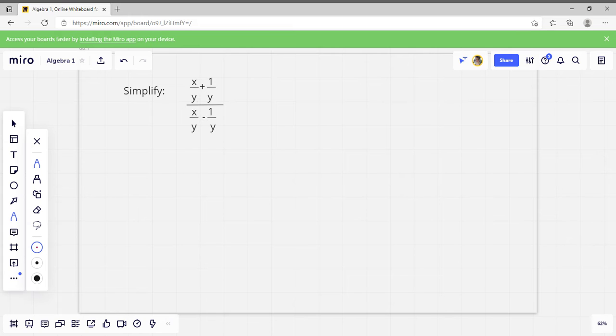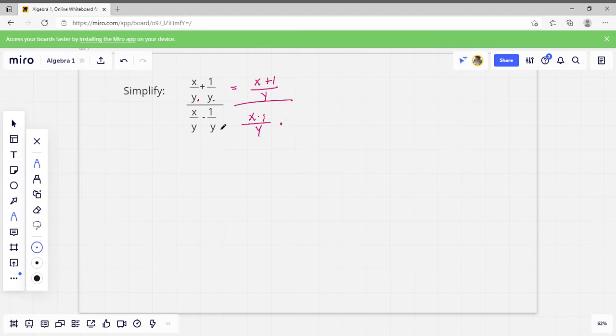So we have common denominators already right here, this y and this y. So that is going to be equal to x plus 1 over y. Right, and that whole thing is over. We're going to put these together, and we got x minus 1 over y. Okay, because they already had common denominators, so we can put those together.